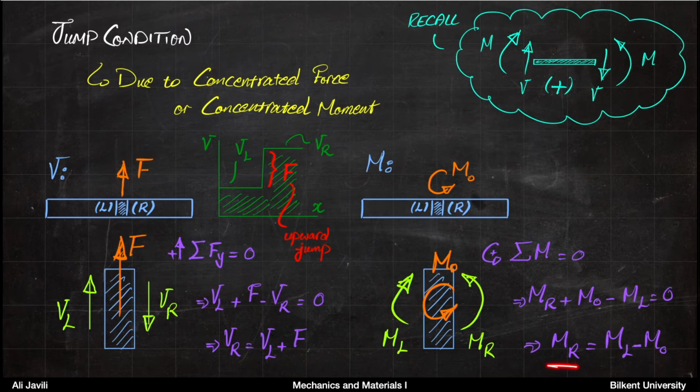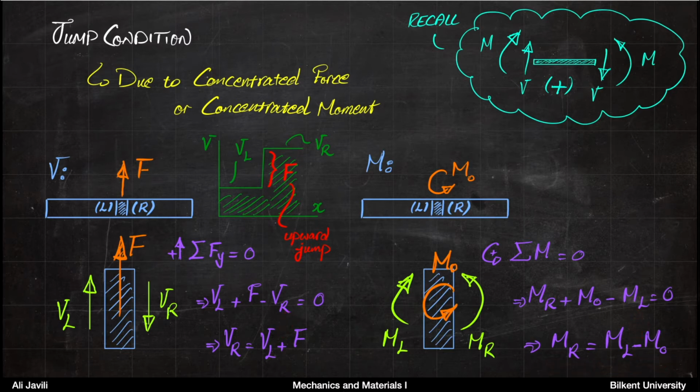In other words, MR equals ML minus MO. More specifically, the moment on the right-hand side is the moment on the left-hand side minus the external moment. This minus must be compared with the plus that you have here.